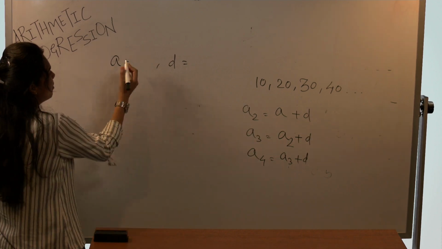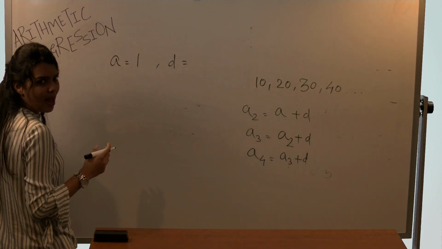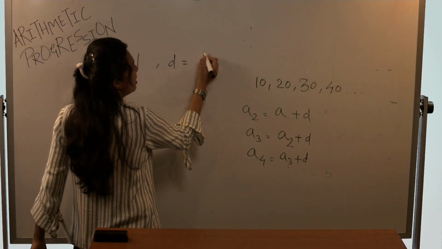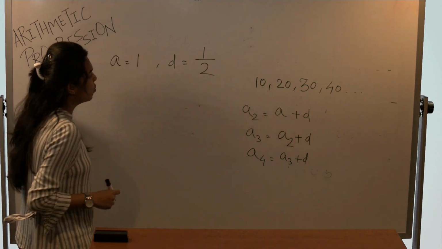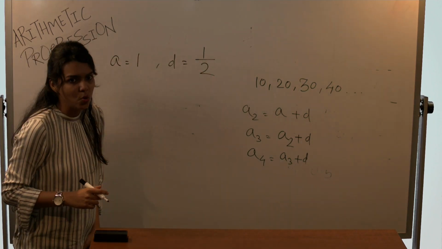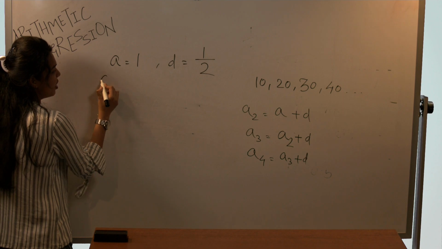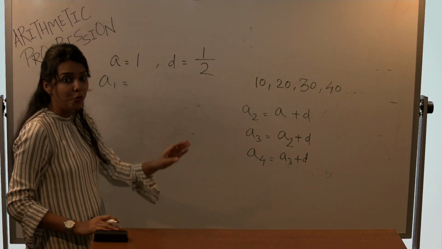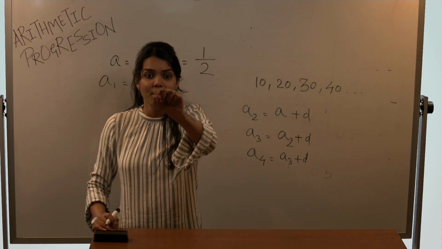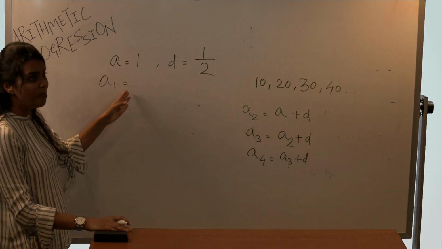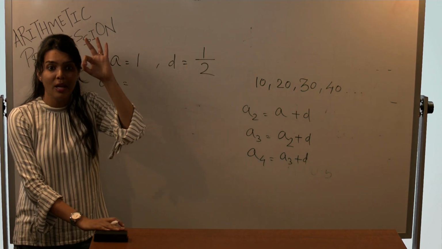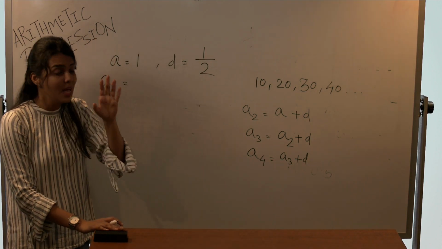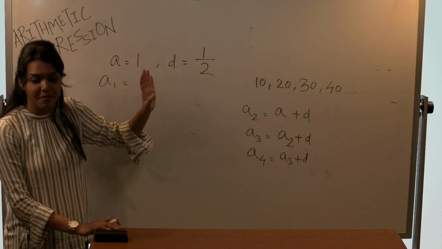Okay. So let us consider the next example. First term is given as 1 and common difference, let us consider an easy fraction, 1 by 2. So first term is always given to you. They are asking you to find out the first 4 terms of the AP. But the first term is already given to you. So you only have to find out the remaining 3 terms. In that also the difference is given to you.